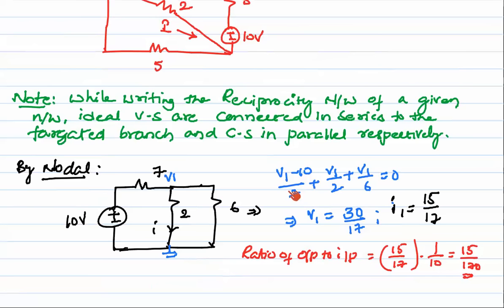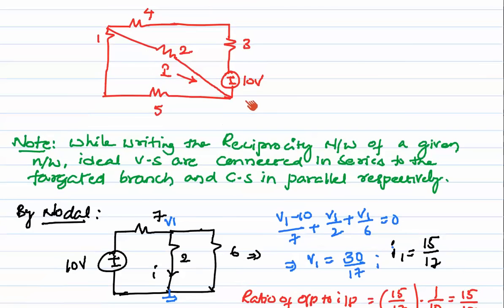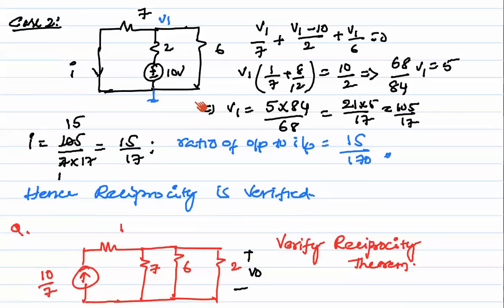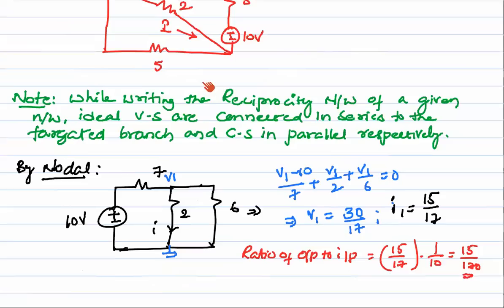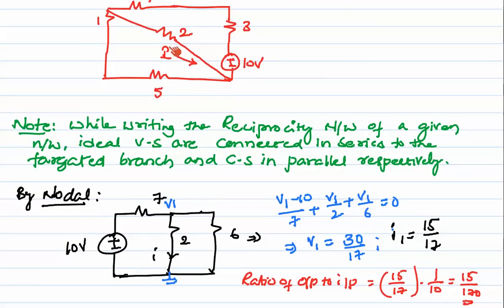Next, in this case I will take the voltage source in series with the target terminal here. That means I will place the voltage source in series here, and I will take the I value here. So here I will choose the I value. In which branch is I going to flow? The 2 ohms branch.